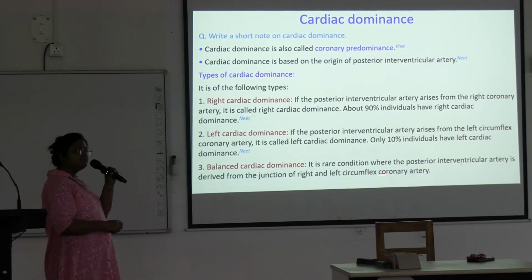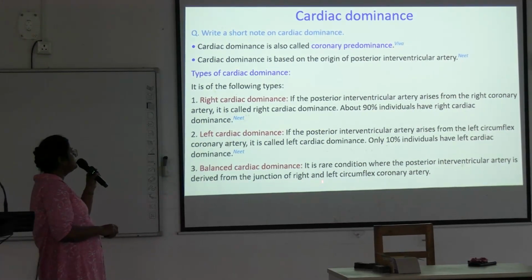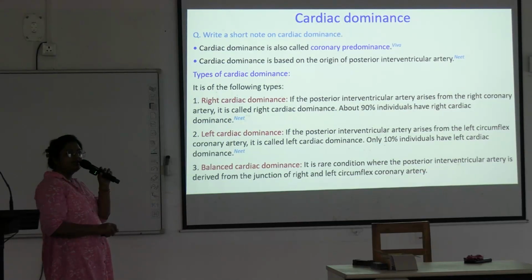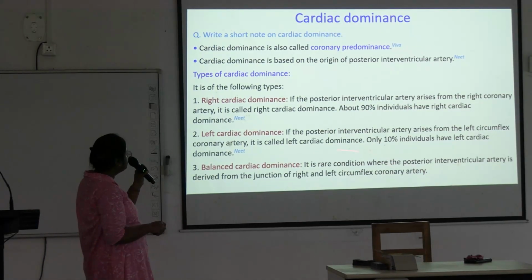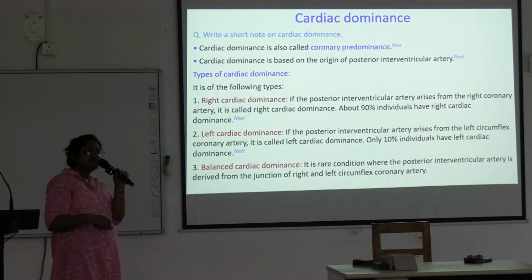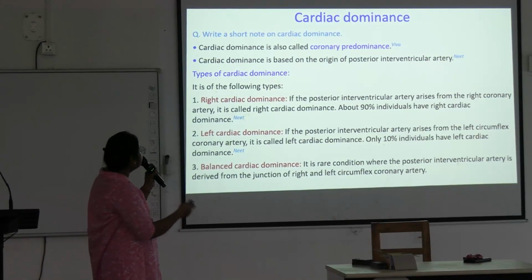It is a rare condition where the posterior interventricular artery is derived from the junction of the right and left circumflex coronary arteries, from the junction of these two arteries. This is also asked in your viva: what is co-dominance or balanced cardiac dominance? Next.